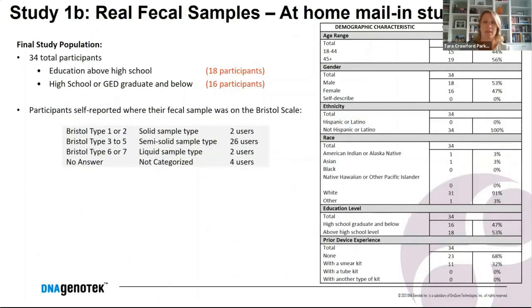Similarly to the simulated sample arm of this study, the final study population for the at-home mail-in study had good representation across age and education levels, as well as gender. In this study, we also asked participants to self-report where their fecal samples fell within the Bristol scale. And as shown here, the majority of the samples were type 3 to 5, which is expected in a generally healthy population, with some participants reporting type 1 and 2 or type 6 and 7.